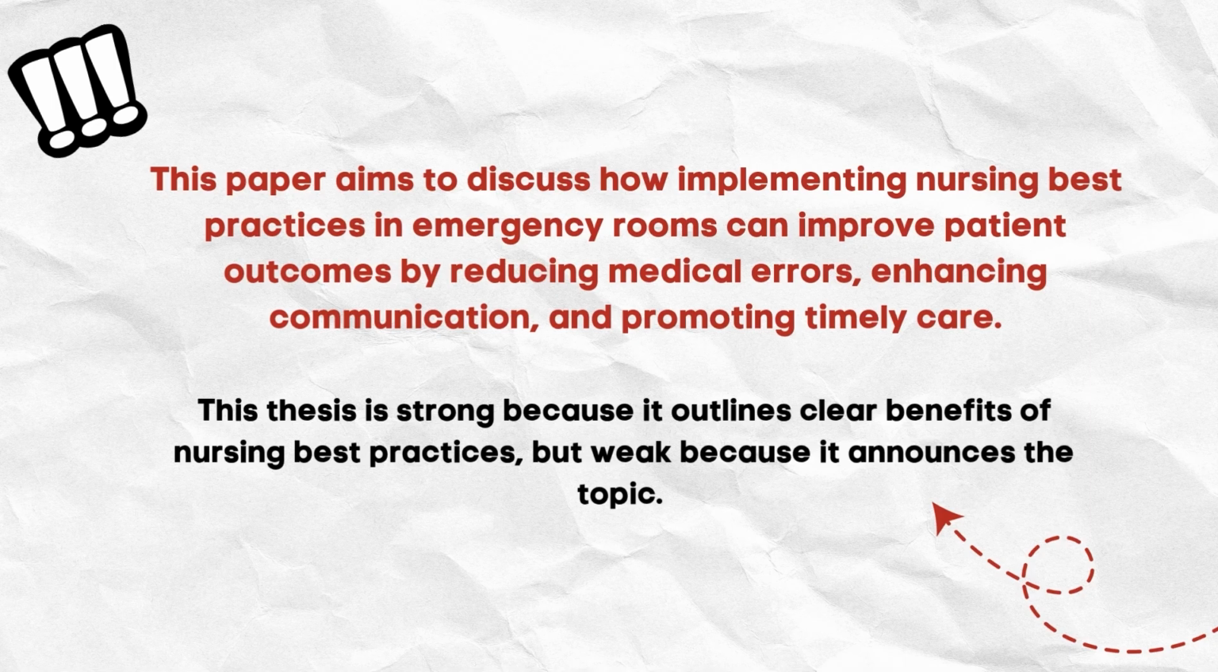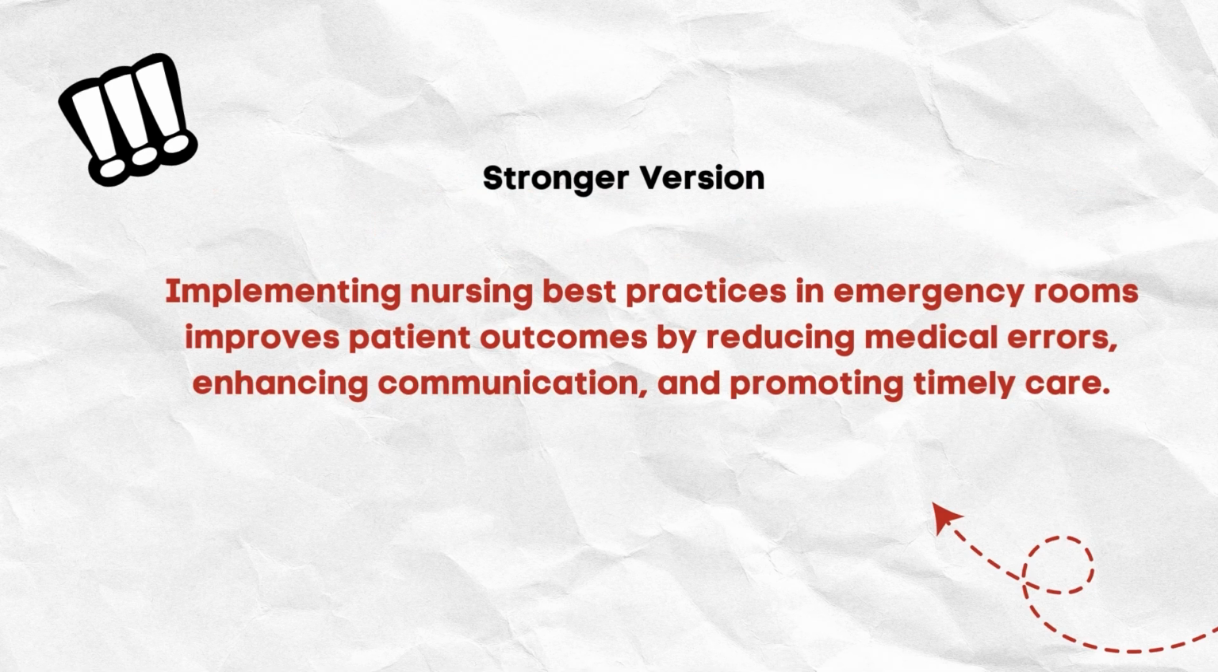It announces the topic with phrases like, "This paper aims to discuss." This kind of phrasing can make your writing sound less confident and less direct. Here's a stronger version. Implementing nursing best practices in emergency rooms improves patient outcomes by reducing medical errors, enhancing communication, and promoting timely care. This version is more concise and direct, avoiding announcements. It confidently states the claim and highlights the specific ways nursing practice makes a difference. By cutting out unnecessary phrases, the thesis becomes clearer and stronger.